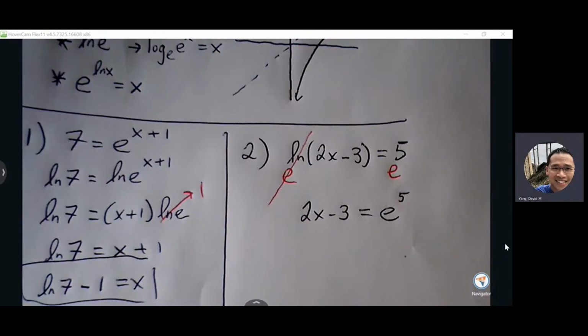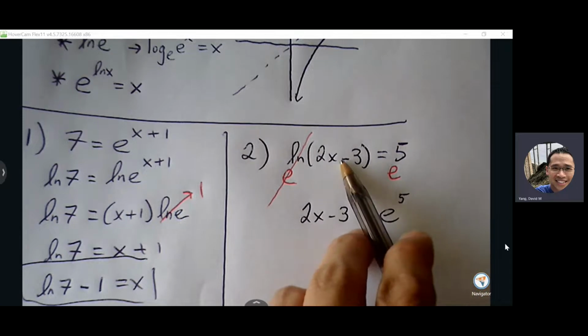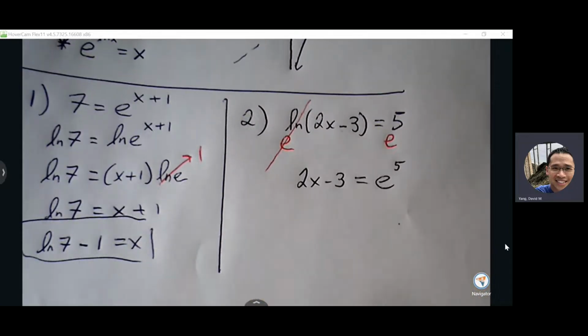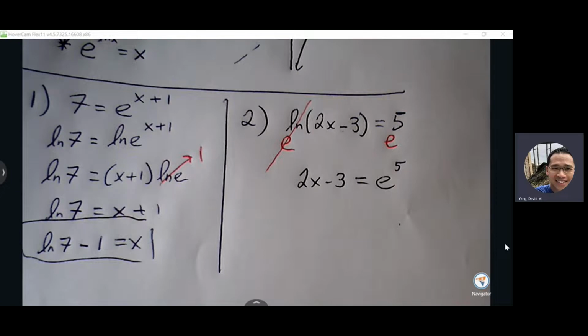Now I'm able to freely move that x around, where before I couldn't really move it because it's inside the natural log. But I've released that expression out from under the natural log, and I can solve for x now. Add 3 divided by 2.